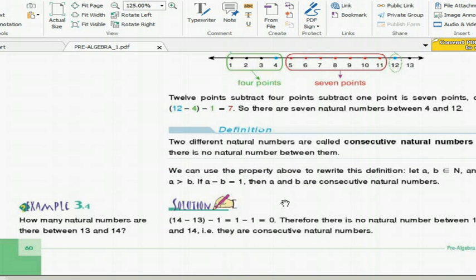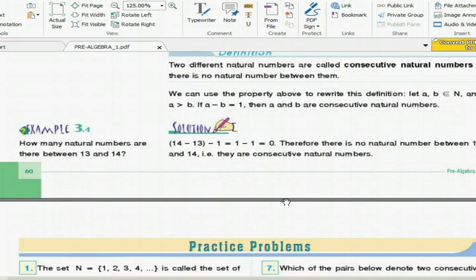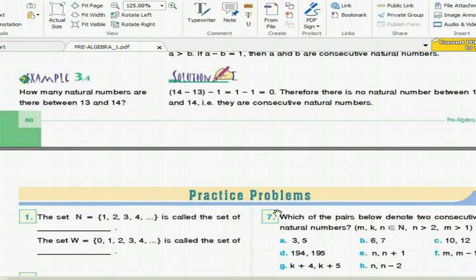Consecutive natural numbers. Do you remember it? Can you tell me a consecutive number for 10? Or can you show me a consecutive number for 5? These are consecutive numbers, 4 and 5. Also 5 and 6 are consecutive numbers. The numbers next to each other, consecutive.